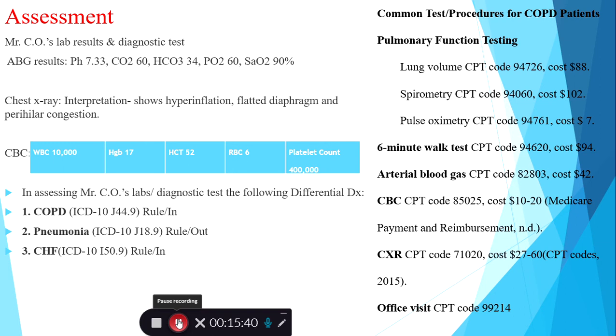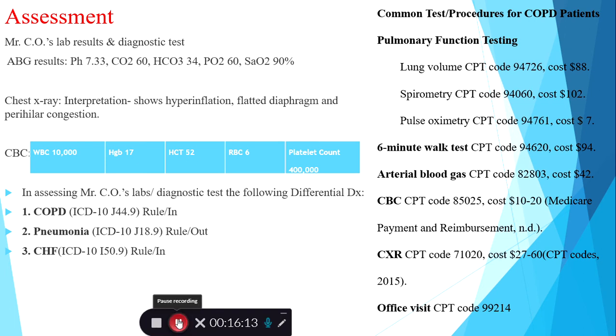In reviewing his CBC lab results, it shows that he does not have an infectious process going on due to his white blood cell count being within normal range. However, it does show that he has an increased amount of red blood cells and an elevated hemoglobin, which may indicate polycythemia.